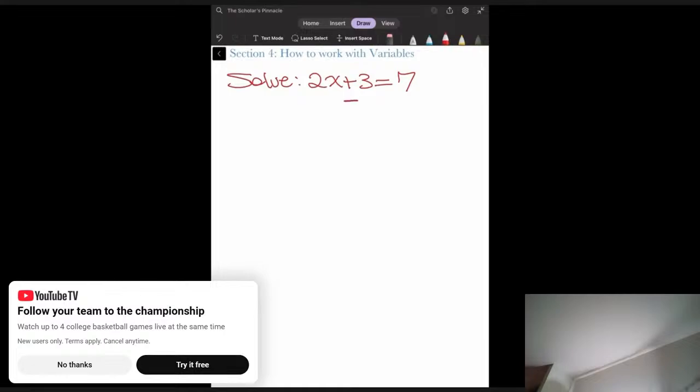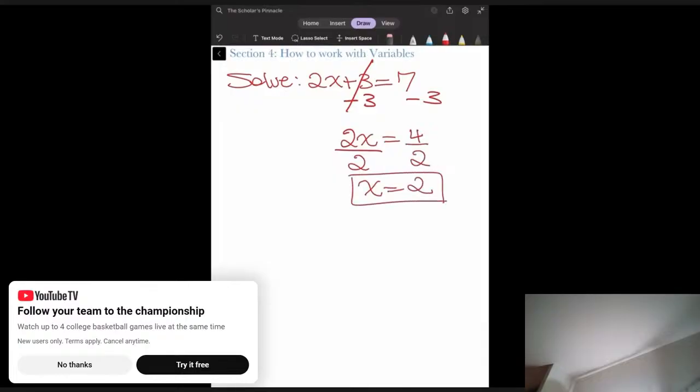Step 1, subtract 3 from both sides. This will go away, and you're left with 2x equal to 7 minus 3 equal to 4. Divide both sides by 2 since you're trying to find out what x is. x is 2. Bingo. This is awesome.